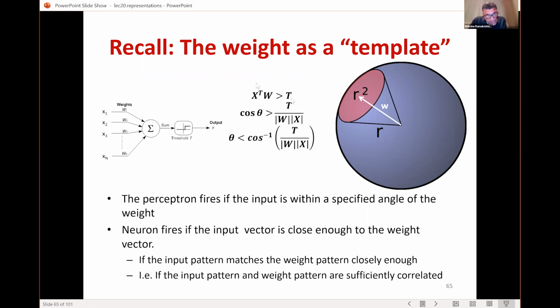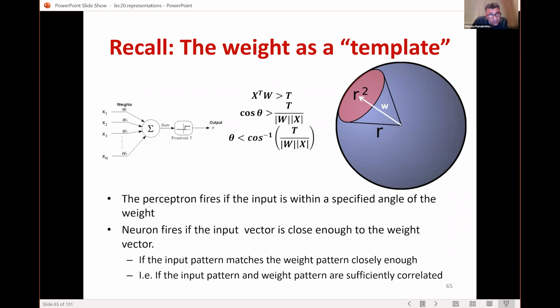Is this first equation making sense? The simple perceptron is going to fire if the inner product between the weights and the input exceeds a threshold, which is the same as saying that cos theta must be greater than some value, which is the same as saying theta must be less than some other value, because cos theta is going to be maximum when theta is zero, right? In other words, this perceptron fires if the angle between W and X is less than some threshold. So the W represents a typical input that the perceptron is searching for.